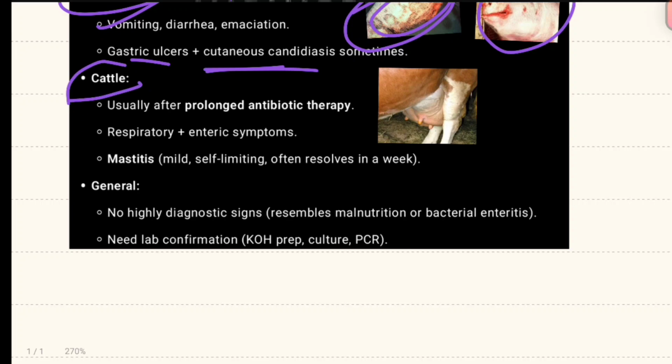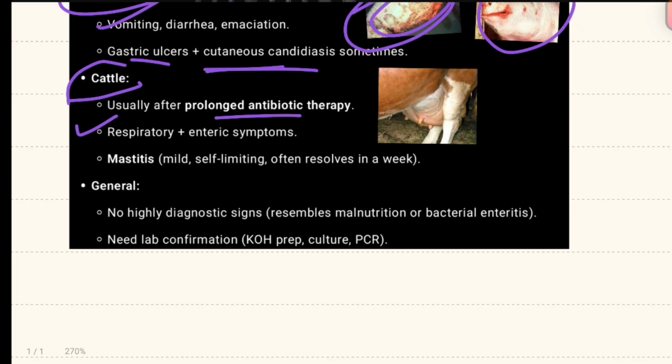And in the case of cattle, usually those animals which have undergone prolonged antibiotic therapy are affected. This antibiotic therapy leads to the suppression of bacteria. Usually the bacteria hinder the production and growth of fungal microflora in the body. So whenever we use prolonged antibiotic therapy, the bacterial population gets diminished, in counter to the increased fungal growth. In such a condition, the cattle will get the disease.